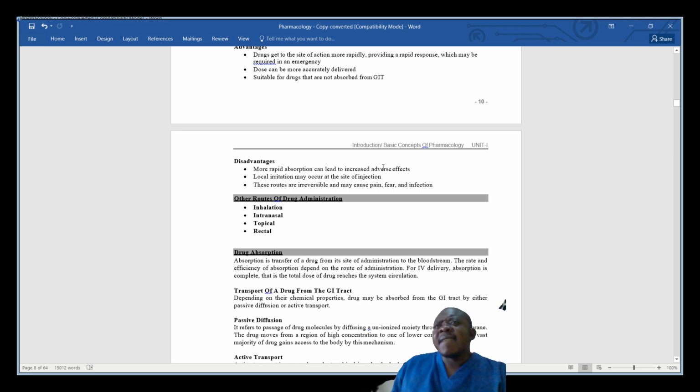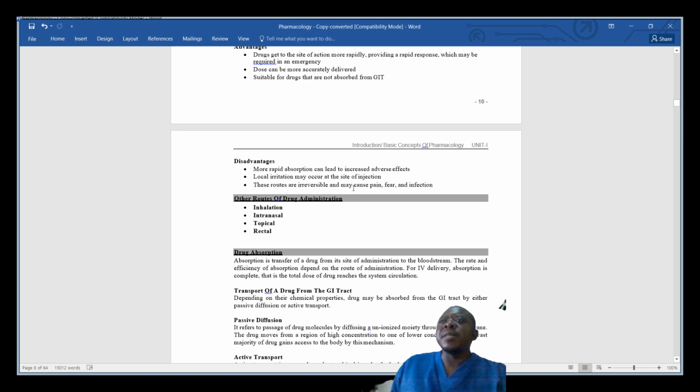When you give the drug in the vein or the muscle, it will be absorbed rapidly, in a very fast manner. So this may lead to adverse drug reaction. More rapid absorption may increase adverse reaction. The other disadvantage is that local irritation may occur at the site of injection.